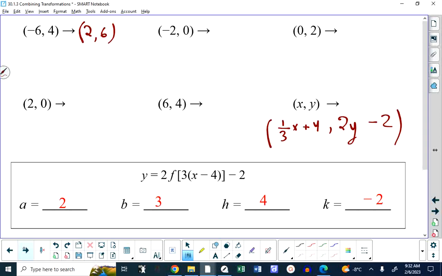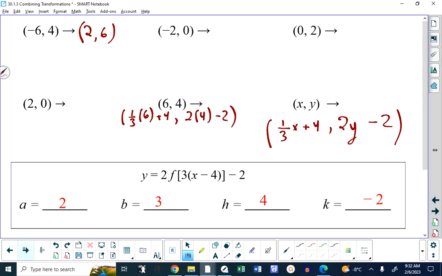So let's see if this idea that I have going on here works for, say, this point at 6 comma 4, which was an original point. I'm going to put the 6 here for the x. I'm going to put the 4 here for the y. And what I'm going to get is 1/3 times 6 plus 4, comma, 2 times 4 minus 2.